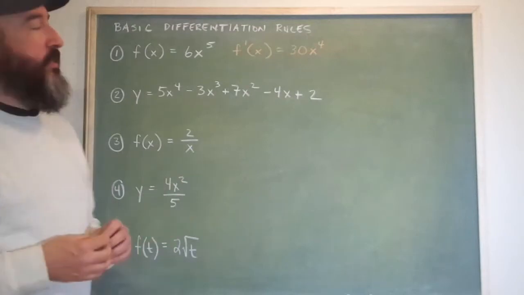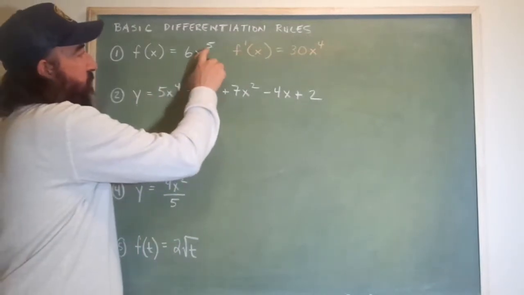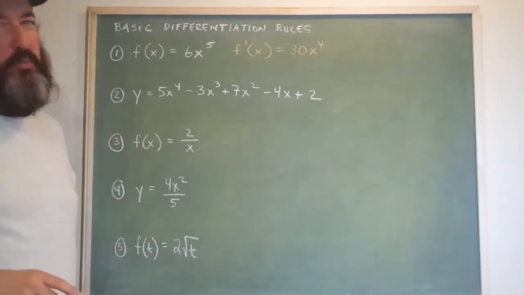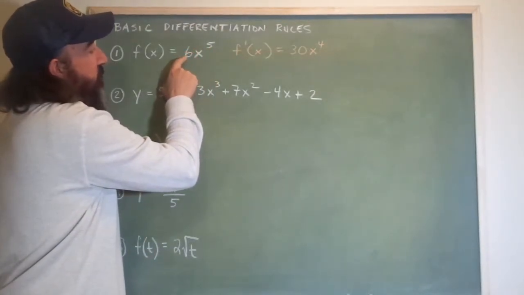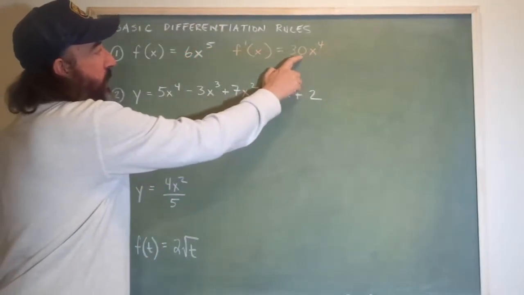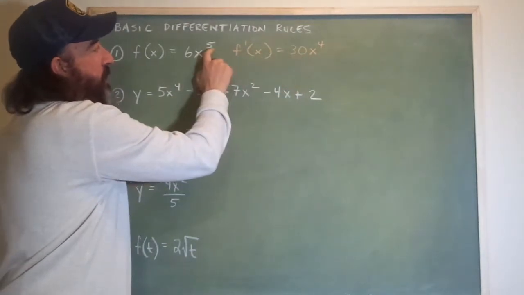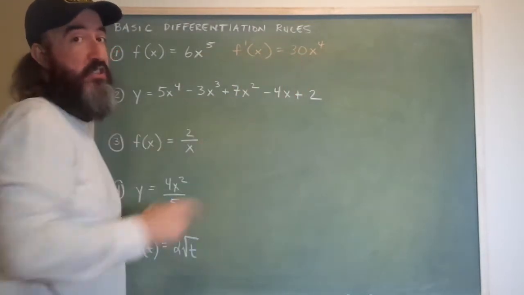Now, in all honesty, when I think of the derivative of 6x to the 5, I don't even really think about that constant multiplier rule very much. I bring the 5 in front, and I multiply the 5 times the 6 that's already there. That's where I get that 30 from. And then I subtract 1 from the power and get the x to the 4th.